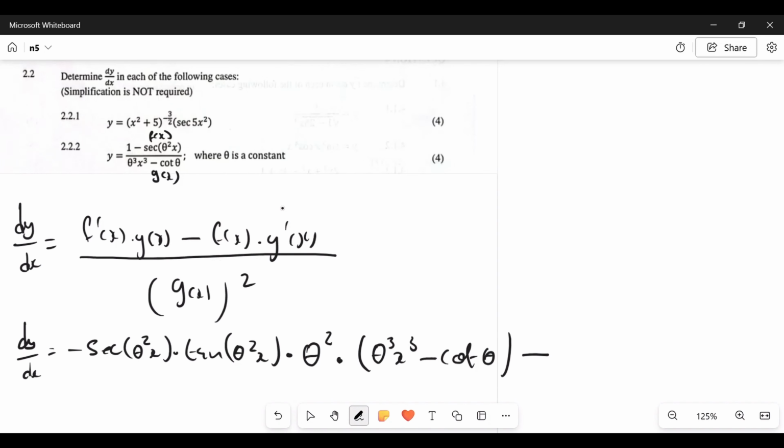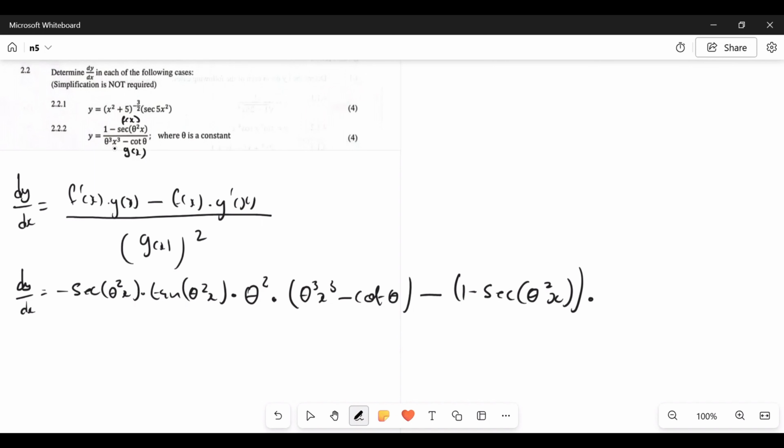Now we move to the second part of our numerator then. So we have to write f of x as it is. Our f of x, remember, it's 1 minus sec theta squared x, like that. Close bracket. Now we have to multiply by g of x prime. Again, let me zoom out here so that we can finish this question.